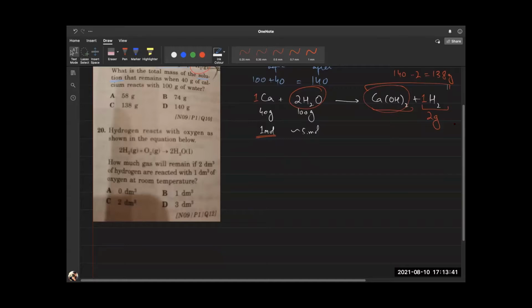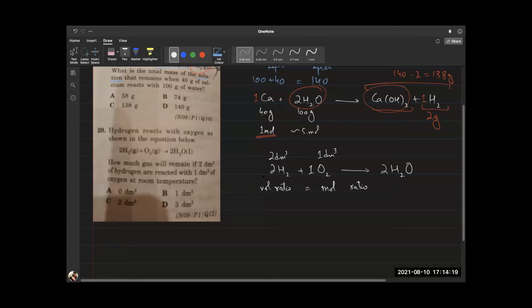Okay, this question. Hydrogen reacts with oxygen as shown. How much gas will remain if 2 dm cube of hydrogen reacted with 1 dm cube of oxygen? Now here what you need to remember is that for gases, the mole ratio is the same as the volume ratio. So the volume ratio is the same as the mole ratio. That means that if you have 2 dm cube of hydrogen and 1 dm cube of oxygen, then what are the moles? The mole ratio is 2 to 1 and the volume ratio is also 2 to 1.